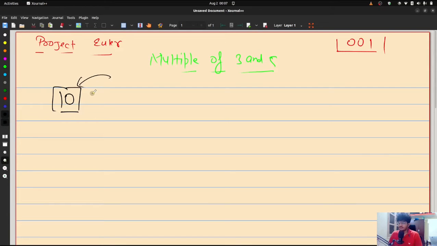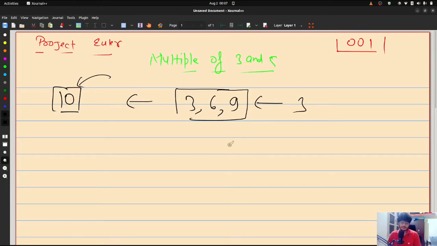The question is saying we need to find the sum of all the multiples of 3 and 5 which are below x. X is our input basically. So for 10, we are going to have 3, 6, 9. These are the multiples of 3 which are below 10. And for 10, we have 5 only, which is the multiple of 5.